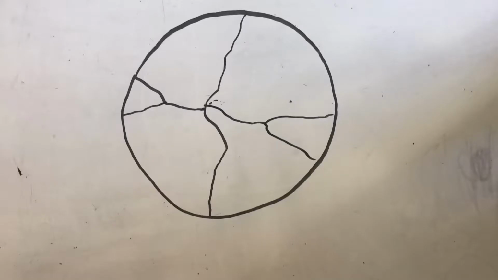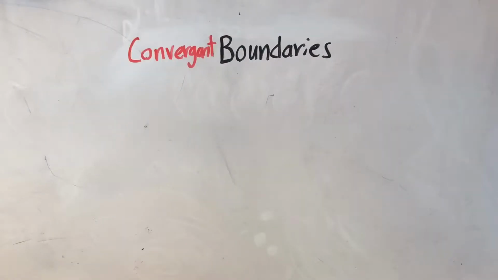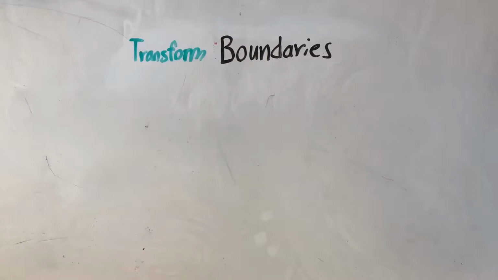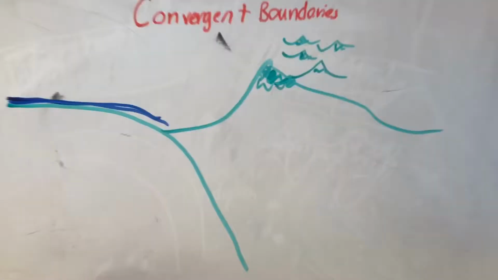Depending on how the two plates are moved, they have a name which is assigned to them. If both plates are moving together, hitting each other, it is called a convergent boundary. If they move apart from each other, they're divergent. When they move side by side, they are a transform boundary. Convergent boundaries can cause mountains or subduction.